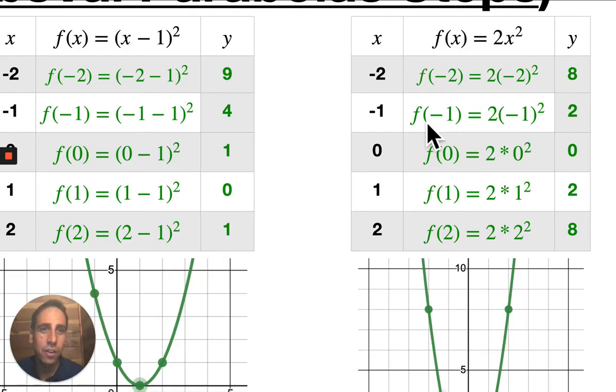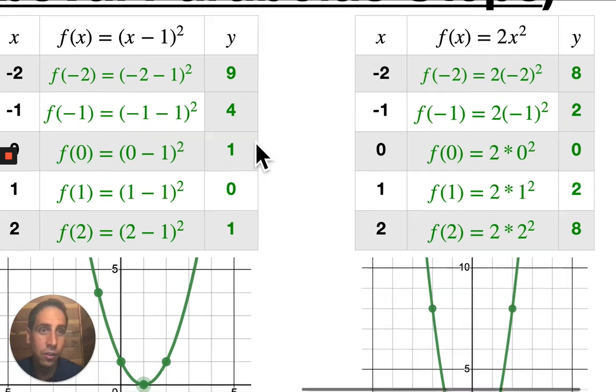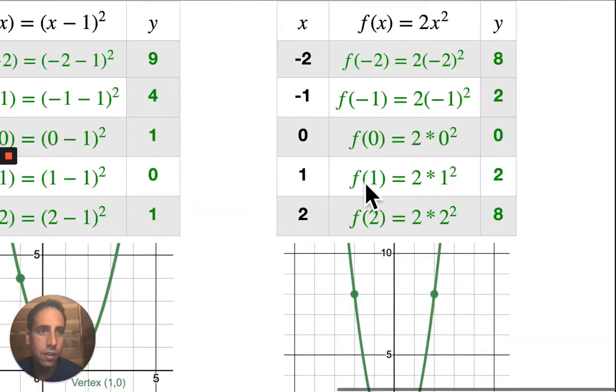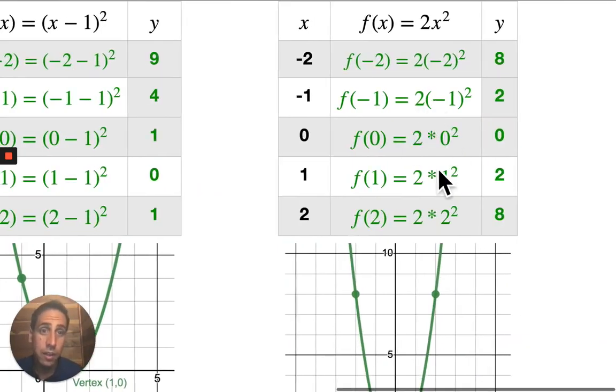Alright, so let's do 2x squared, meaning you take the input, you square it, you multiply by 2, in that order. So it looks exactly like this table, except all these y values are doubled. Because that's what you do. 2 times itself is 4 times 2 is 8. Negative 2 times itself is the same. It's positive 4 times 2 is 8.